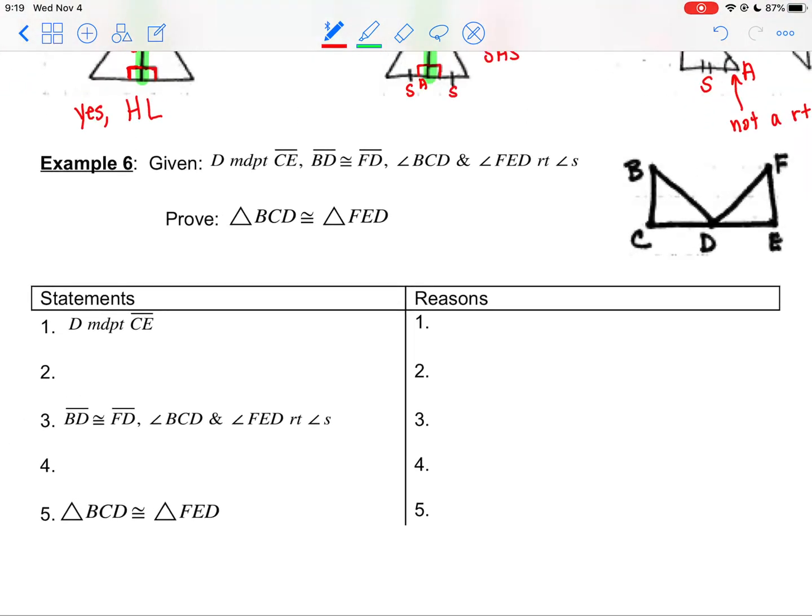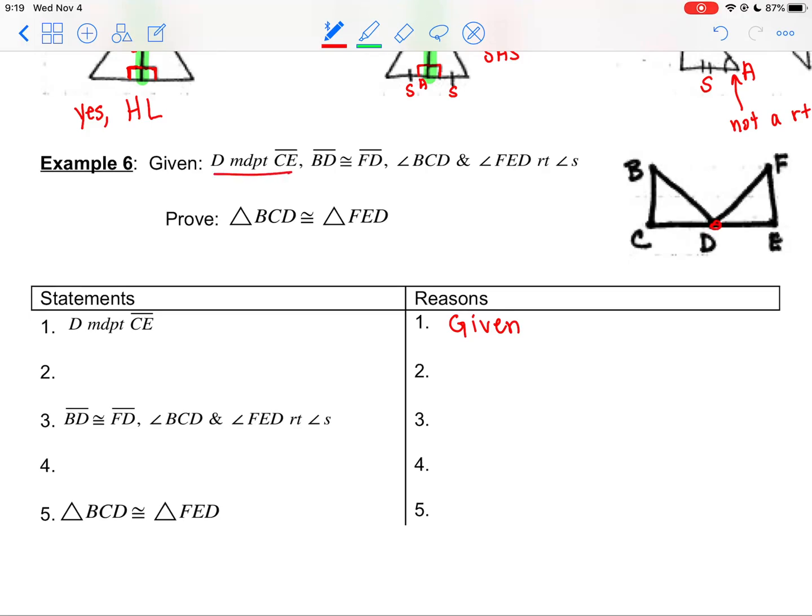All right, so here we're given that D is the midpoint of CE, that BD is congruent to FD, and that angle BCD and angle FED are right angles. So part of this proof is set up for us, and the first thing is that it only used one given at a time. So D is the midpoint of CE. That is one of our givens here.